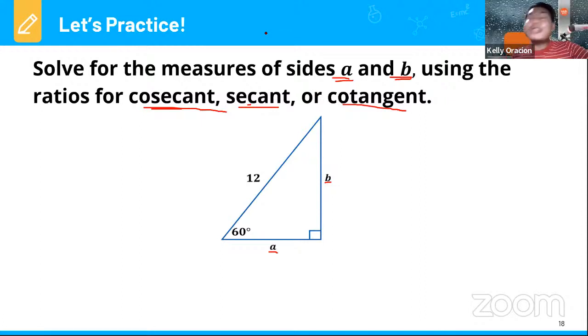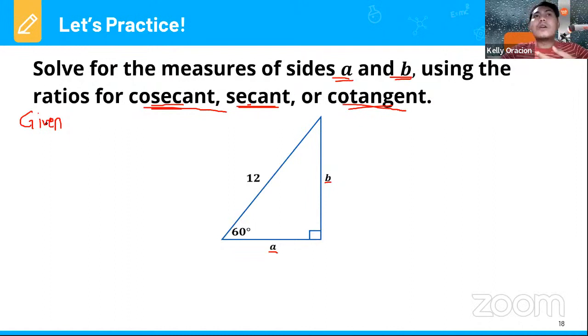Okay, so let's solve. Actually, there is an instruction. We are going to use the cosecant, the secant, and the cotangent in order for us to find A and B. Now, again, let me remind you, it would be better to write the given first. I-write natin yung given. Di ba? Pag nasulat mo yung given, you can identify what's the missing.